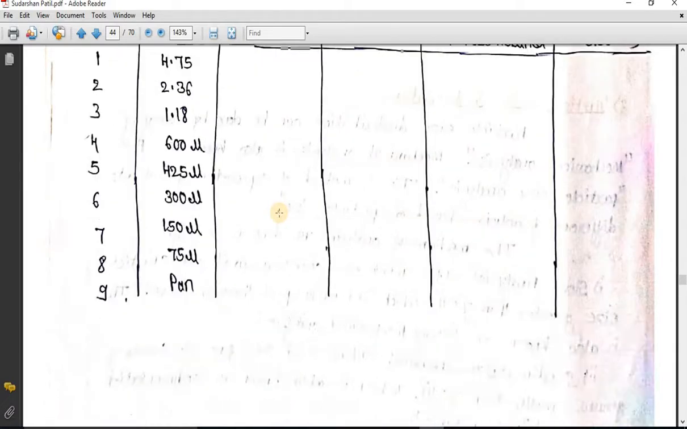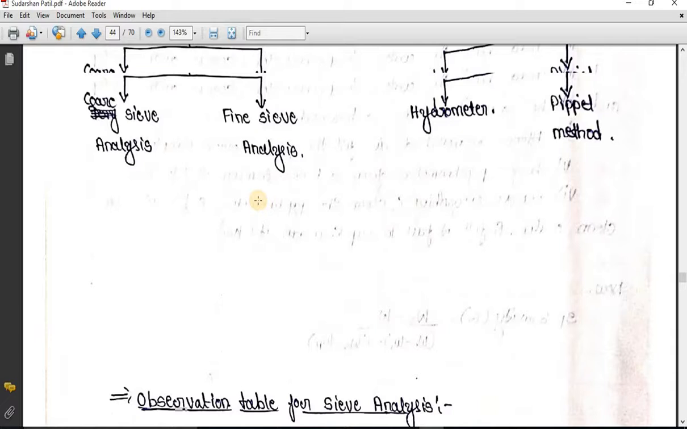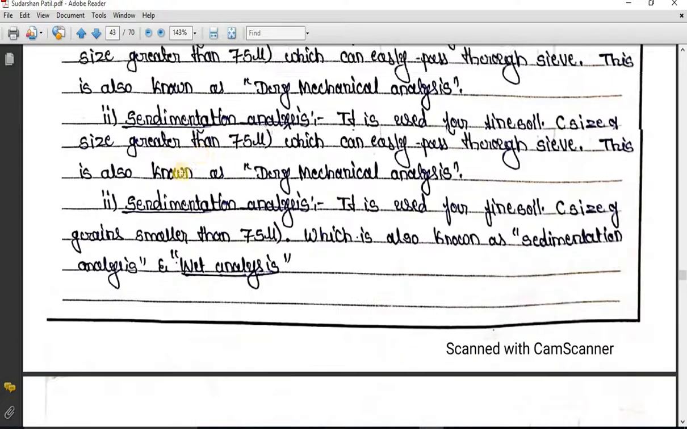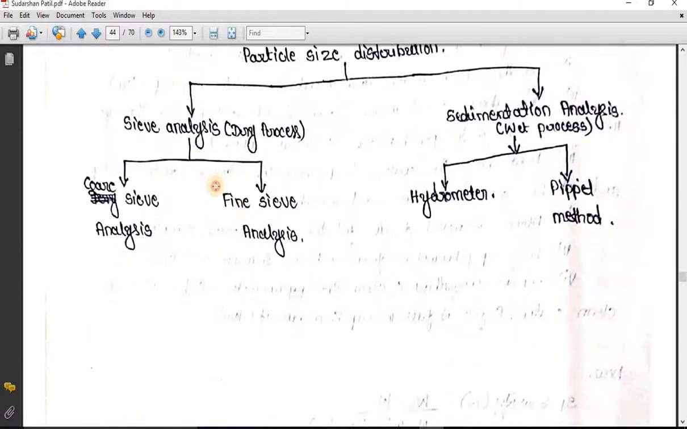Sieve analysis is very simple. There are two sub steps, coarse sieve analysis and fine sieve analysis. Sieve analysis is generally performed when particle sizes are more than 75 micron. But fine sieve analysis we have to perform for particles with sizes from 75 micron to 4.75 mm. For that particular soil, we perform the fine sieve analysis. If the particle sizes are more than 4.75 mm, we perform the coarse sieve analysis.